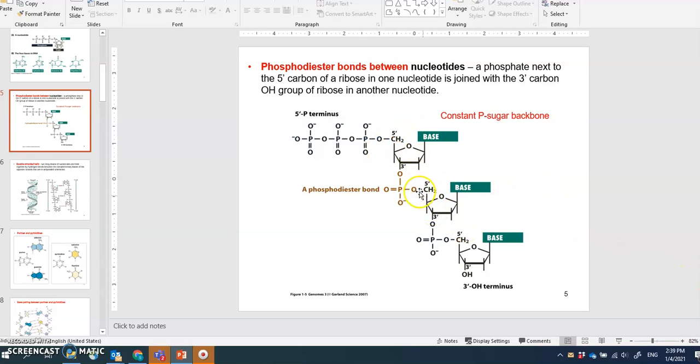Okay, so the oxygen of the phosphate and the carbon, and so here it's a link. It's 1 nucleotide here. Phosphate and oxygen. Okay, so there's that linkage. Okay, so that's the phosphodiester bond. So the phosphate next to the 5 carbon of the sugar in the nucleotide is joined with the 3 carbon OH group of the sugar. Okay, so the OH group of the 3 carbon is linked up with the phosphate attached to the 5 carbon of this sugar.